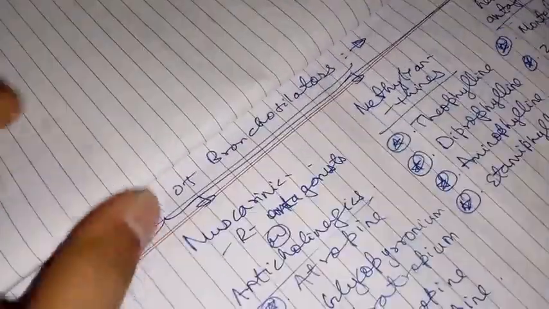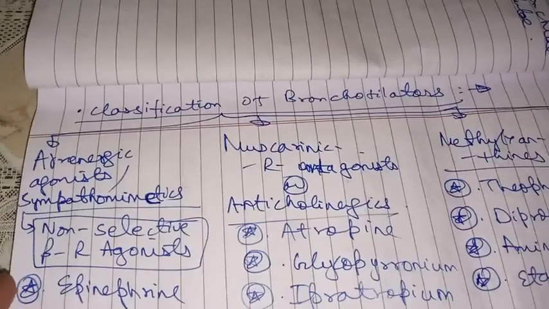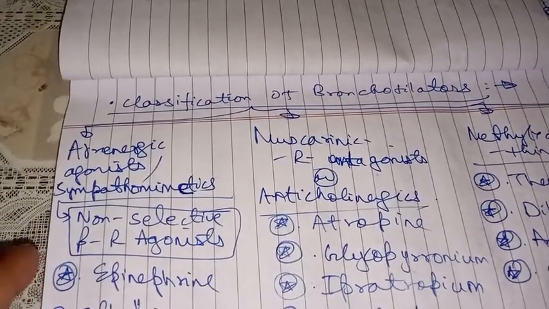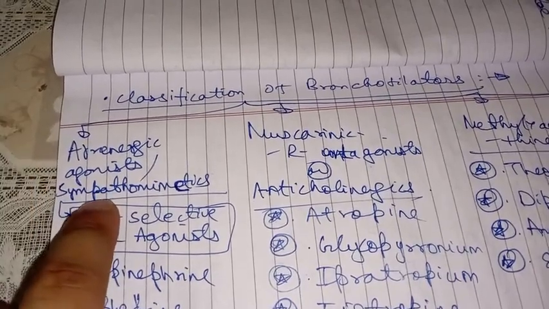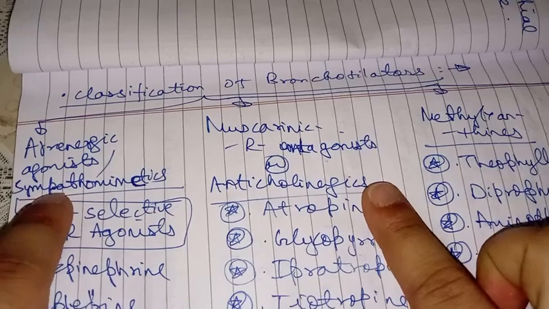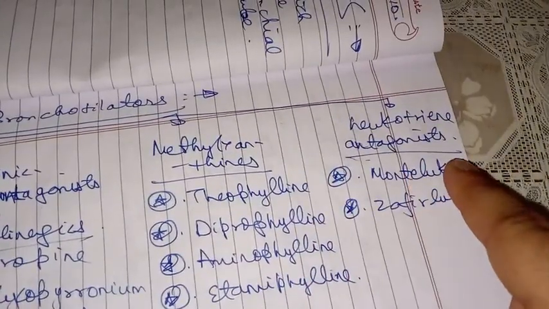Very easy. So now we'll be discussing the classification of bronchodilators. Bronchodilators can be divided into four categories: adrenergic agonists or sympathomimetics, muscarinic receptor antagonists or anticholinergics, methylxanthines, and leukotriene antagonists.